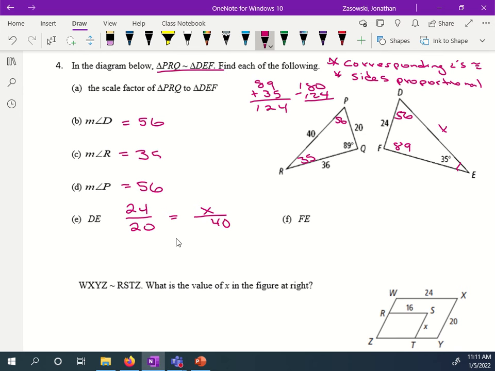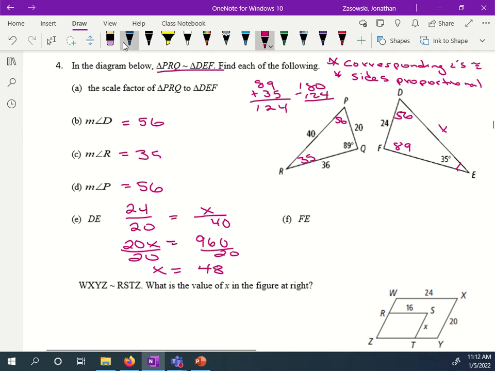Now we just cross multiply and solve, right? So 20X is equal to, what is this? 4 times 24 is 96, and so 960. Sound about right? Divide by 20, because we're dividing by 20 here, and we're left with 48.